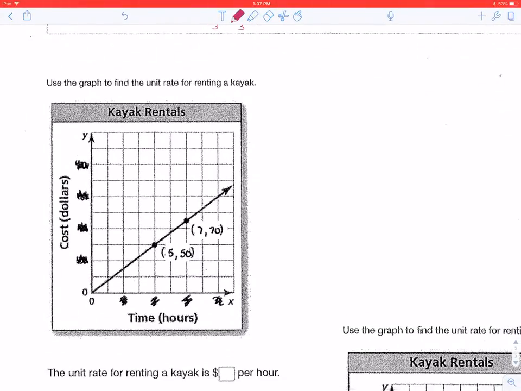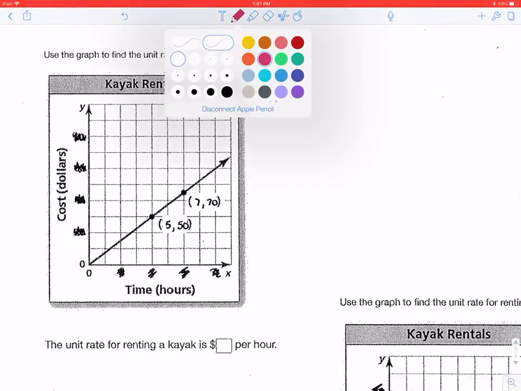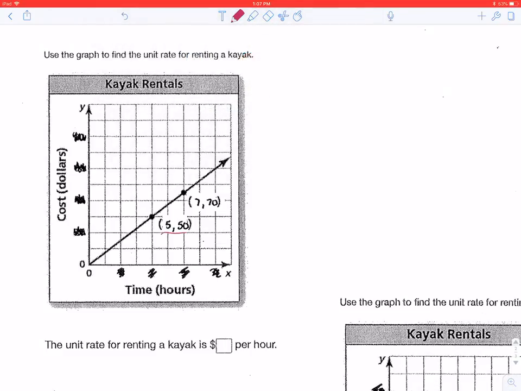The very last problem, use a graph to find the unit rate for renting a kayak. Now this one's about being able to read the graph properly. You have to recognize what these coordinates mean. Just remember that the first coordinate, this first little number, is going to be the x value. So the number of hours that we rented the kayak. And then the second number, the 50, is going to be the cost, the y value. So what this is telling me is that it costs $50 to rent the kayak for 5 hours.